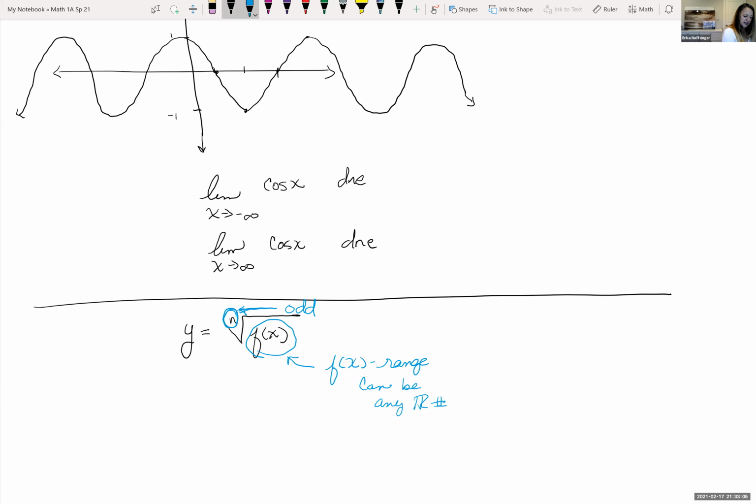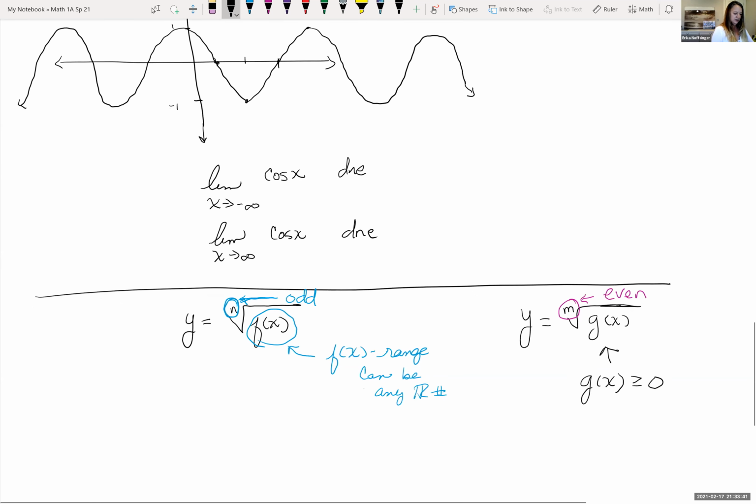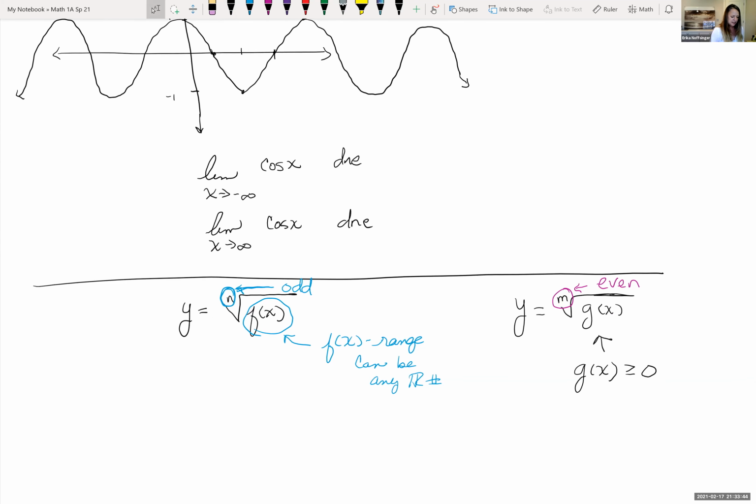But if I was looking at y is equal to the nth root, how about, let's call it mth root of g of x, and m was an even power index, then we have to be careful. We have to limit the domain. And so we have to say, well, in order for this to be the case and get back a real number, g of x has to be greater than or equal to 0. Let me see if I can pull an example of looking at a limit and behaviors with a radical.